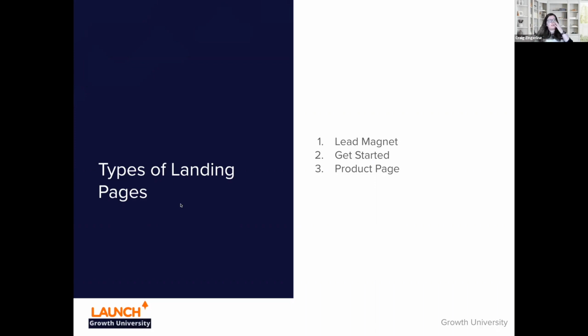Your get started is further along the funnel. And what a get started is, is your free trial. If you have a product offering that has a free plan, it's getting someone started into the free plan. It's more based into actually what you're offering. And then thirdly is the product page.